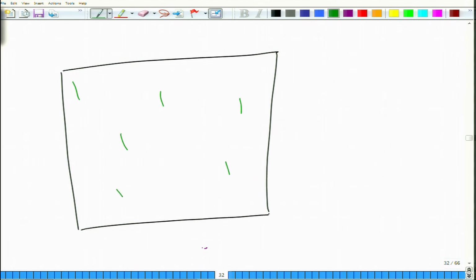So, let us say that this is species 1, 2, 3, 4, and let us say 5, then this is 6.